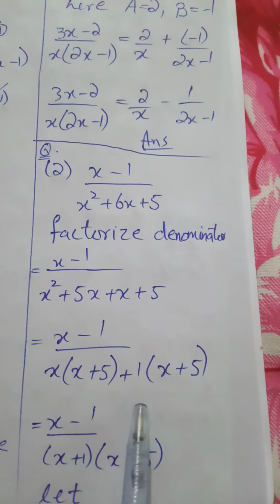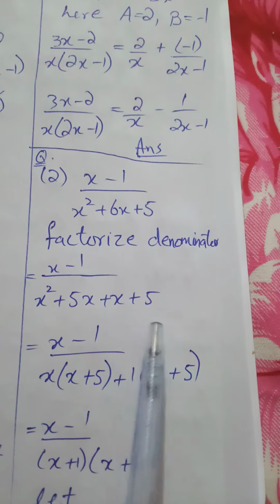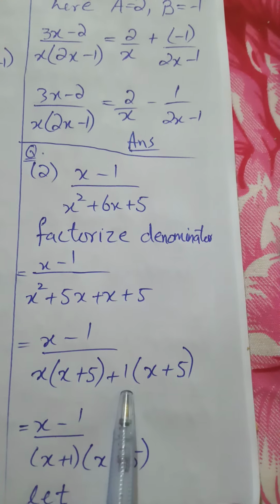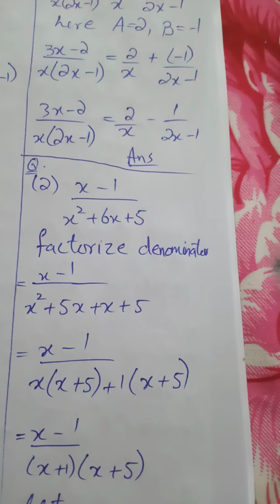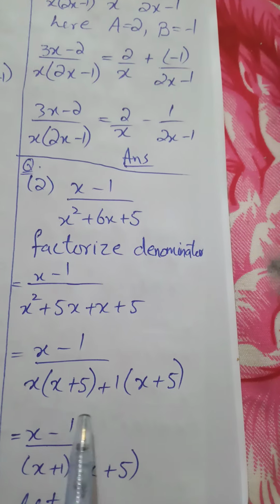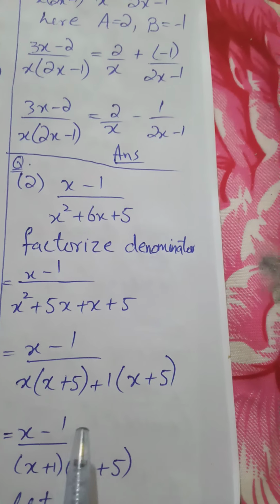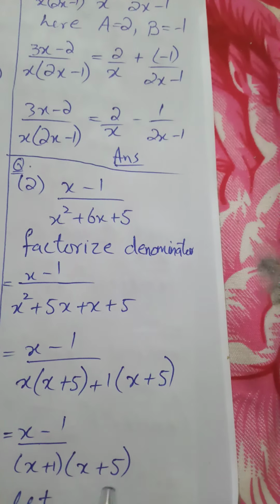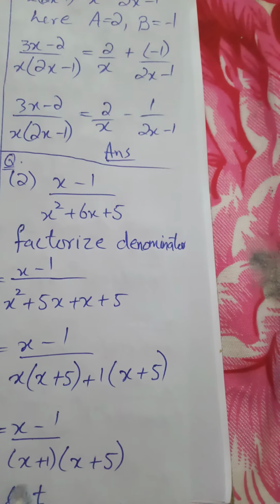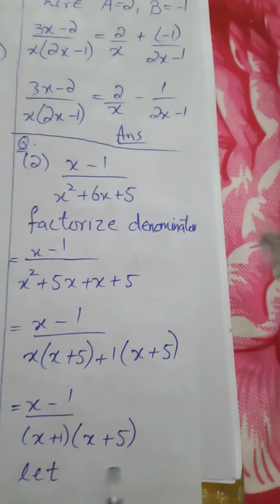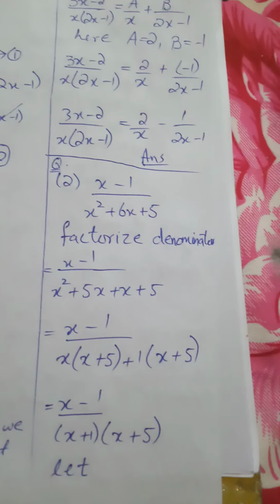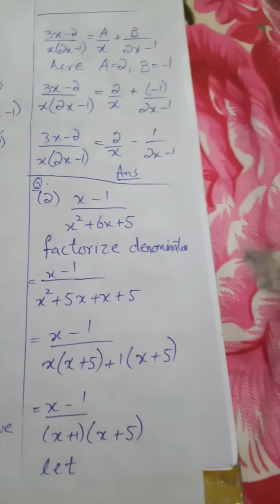When we can take 1 to be common, 1 is actually the multiplicative identity, it cannot affect, so this will be x plus 5. Now x minus 1, when we can take x plus 5 common from both, here we can find x, this is 1, and x plus 5 is common from both. Here we will define the constant terms a and b.